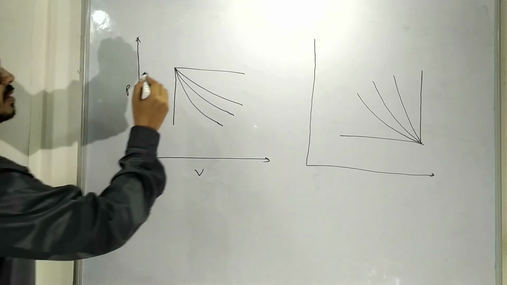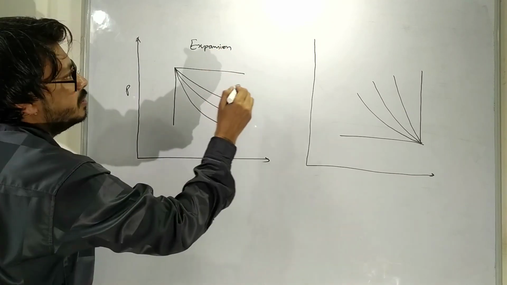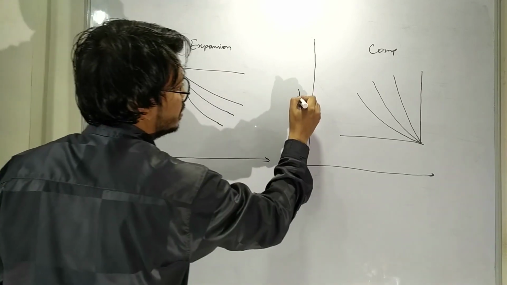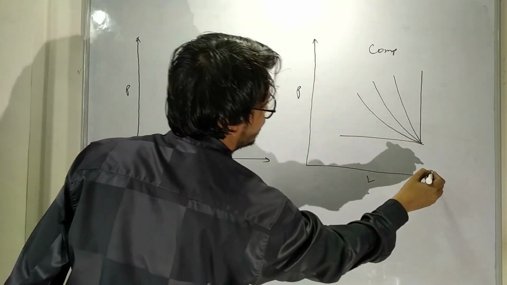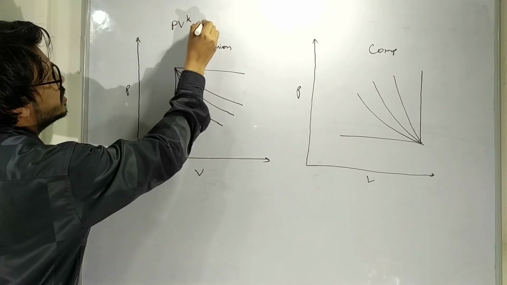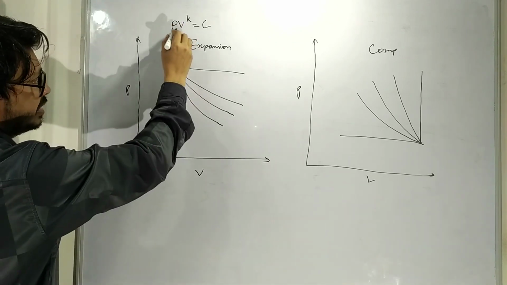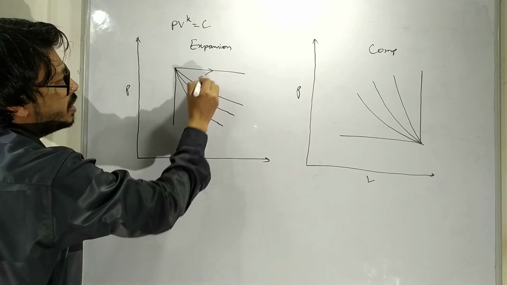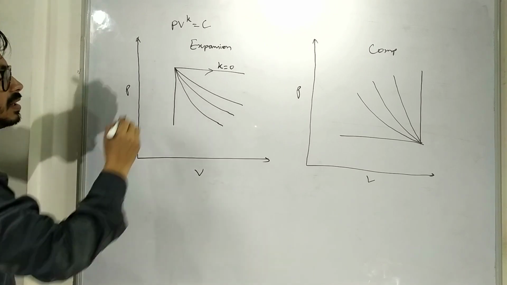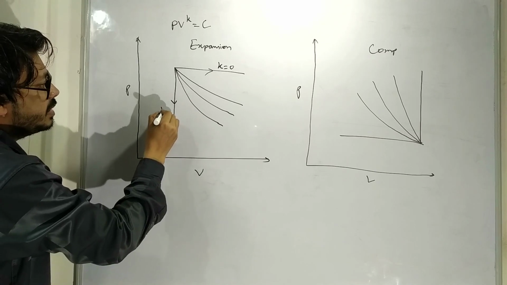Now we have two graphs here, one for expansion and the other for compression, PV diagrams. We have seen that PV^k equals constant. We have seen the different conditions by putting the value of k. So if k equals 0, then it is a constant pressure process, so isobaric process. So here k equals 0 will represent this line. If k equals infinity, then it is a constant volume process, so this is for k equals infinity.